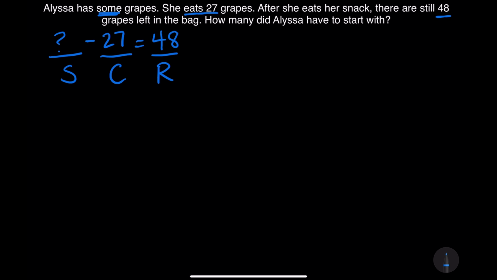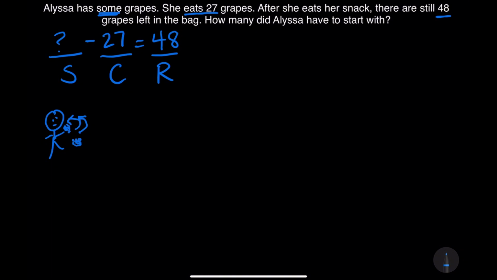Sometimes it's good to imagine a little visualization. So here's Alyssa, and she's got her grapes. She has some. We don't know how many she has. But then if we imagine her eating some and it going away, and then we know she still has this pile over here, that kind of helps us visualize what's going on in the problem.